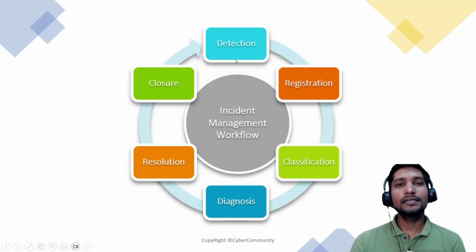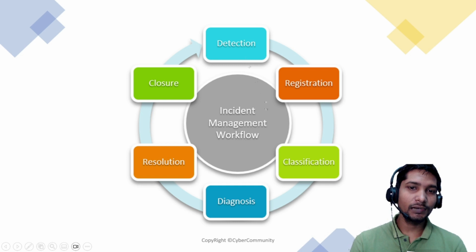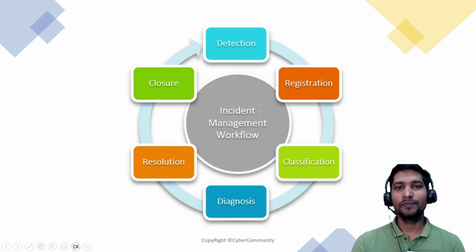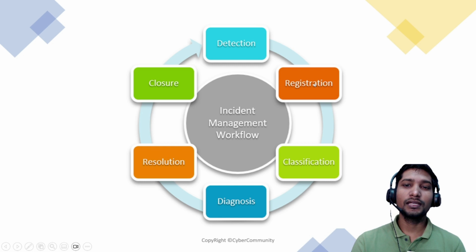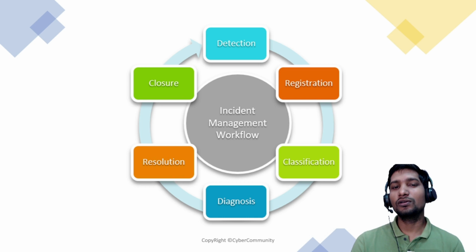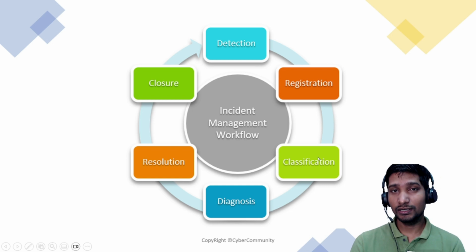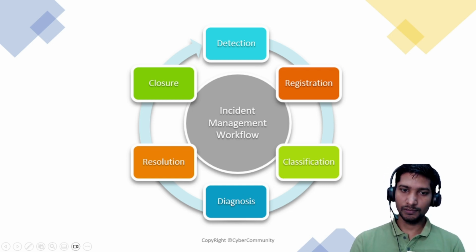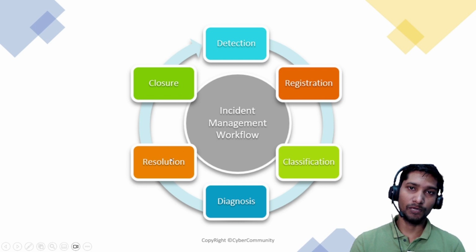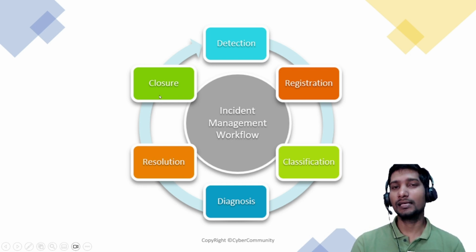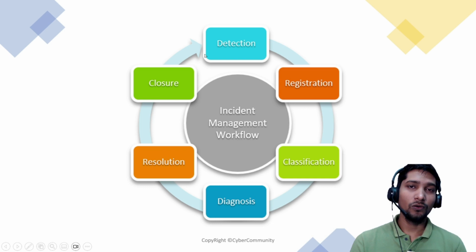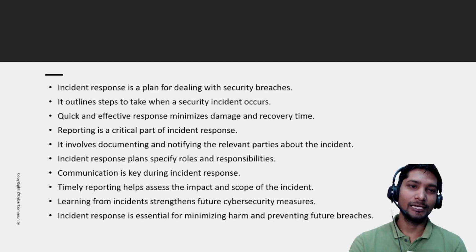Now the next one is the reporting time, or the management flow diagram. How does it actually work? Detection, registration, classification, diagnosis, resolution, and closure. This is also one way to report. First you detect an incident or malware, then you register it wherever it is required. Then classification, what kind of incident it is, then diagnosis, and the resolution of that incident, the steps you have taken, and at the last closure. This is how it completes its cycle.